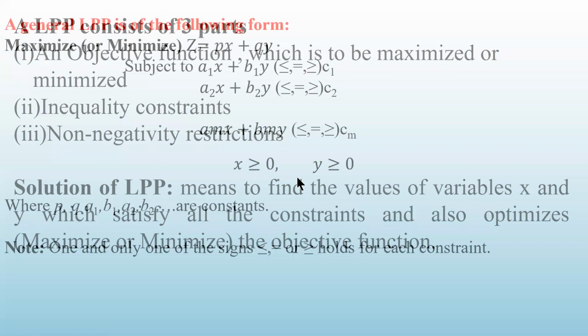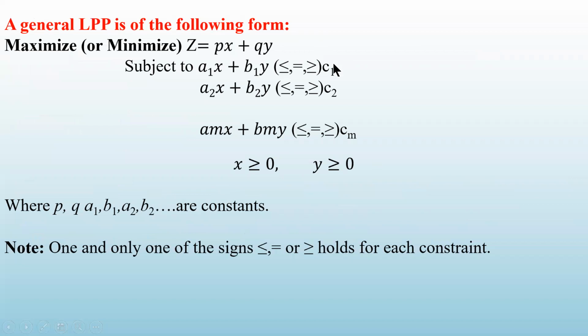So for example, look at this. It is a general form of a linear programming problem. Maximize or minimize, as the case may be. Generally, whenever there is a profit function in any business, a businessman would like to maximize the profit and minimize the cost of production. So whenever it's a profit function, we always try to maximize it, and if it's a cost function, we always try to minimize that. So this is an objective function, which is to be maximized or minimized. This is the first part of the linear programming problem.